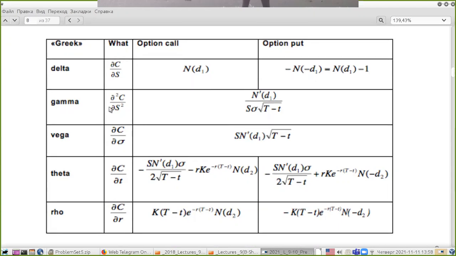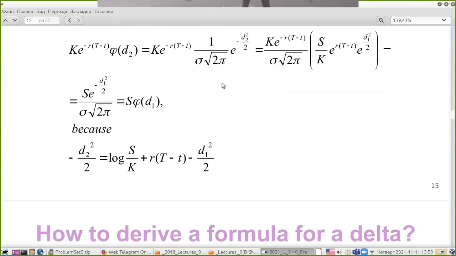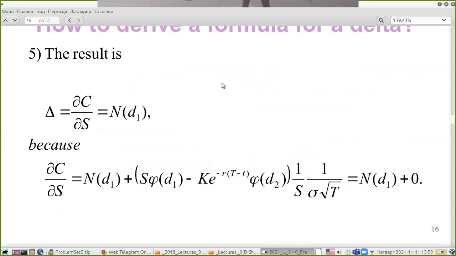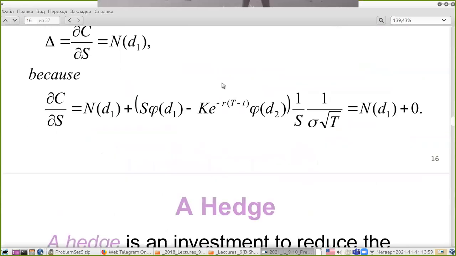After that, we can find gamma, vega, theta, and rho, with formulas for each. All these formulas are without proof, only delta with proof. So we dealt with Greeks, what they are and how we can calculate them. Please have a look at the table.